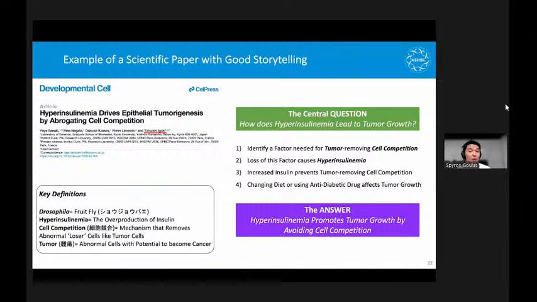I hope you can all appreciate the broad impact of these findings on society, especially on how we potentially think about metabolic diseases and cancer. And also the way we think about fruit flies as a model to study such processes. So now let's take a closer look at the actual paper.